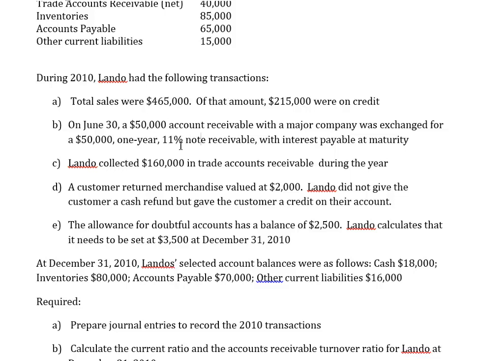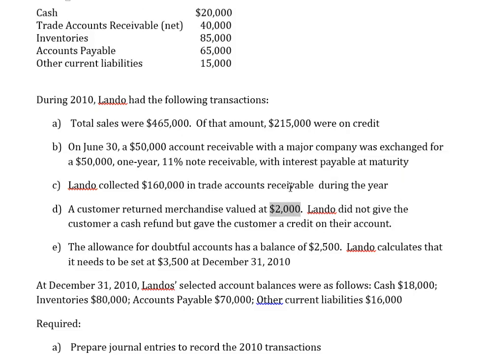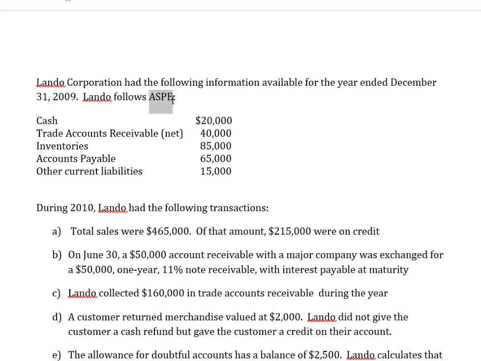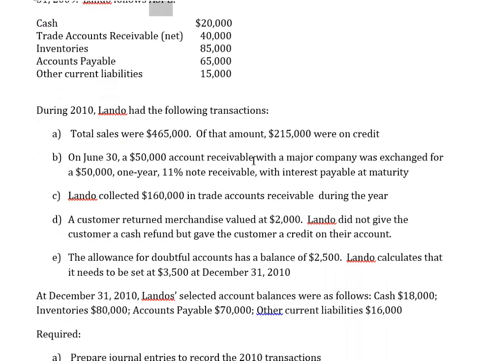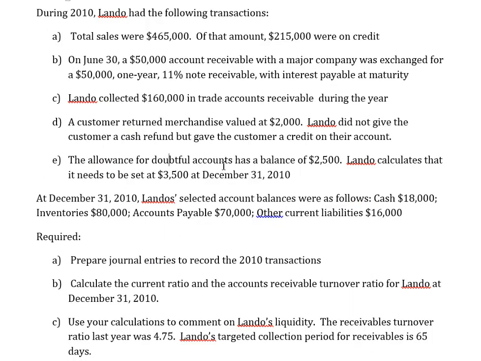So we should be thinking that because they're giving us an interest rate, maybe we might need to do an accrual. After all, we are at the end of June, right? When the note was made, and at the end of December we might have to accrue some interest. Lando collected some of their trade accounts receivable during the year, and there was also a sales return and allowance transaction. So again, the fact that they're following ASPE, we did take in the chapter that there's a specific way we would record that, and we also know that the allowance needs to have a $3,500 balance.